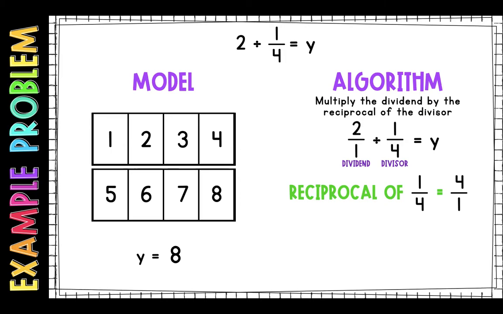So then I would rewrite my equation as 2 over 1, which is my original dividend, times the reciprocal of my divisor, so 4 over 1. And when I multiply straight across, 2 times 4 will give me 8, and 1 times 1 will be 1. 8 over 1 is equal to 8. So we can see that whether you choose to model your fractions or use the algorithm, we still will get the same answer. Let's look at another example.